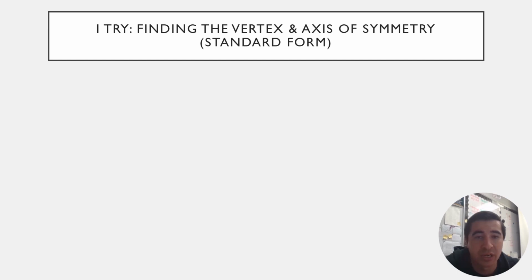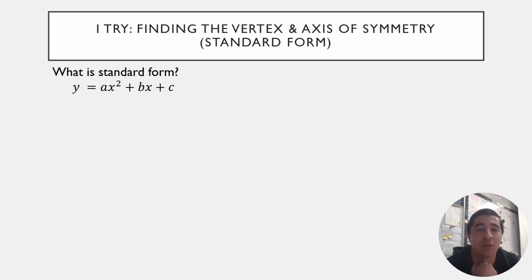Now I want to try to show you how to find the vertex and axis of symmetry out of standard form. So what is standard form? Again, I know it's on the board, but our standard form is y is equal to ax squared plus bx plus c. Yes, we have been working with this with factoring, but I at least wanted to revisit the idea of what is standard form.